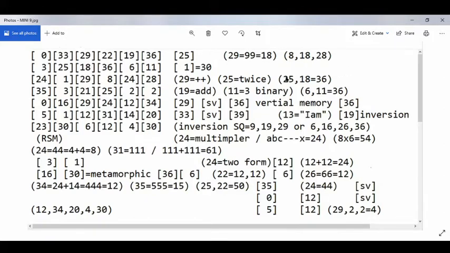I'd like to talk about this 24 again, and as I mentioned already, the 24 is a multiplier. In fact, right here, 24 is a multiplier, and if you go in the alphabet A, B, C all the way to X, you get 24, where the X is 24.